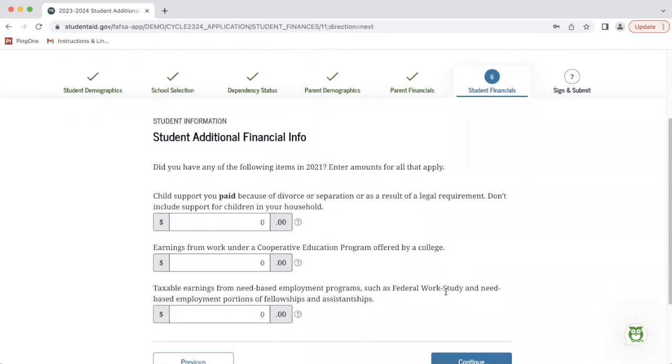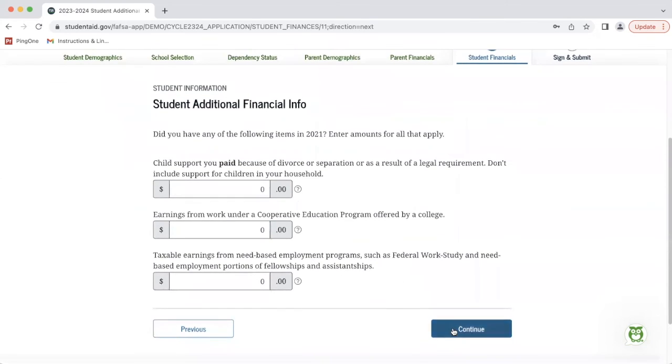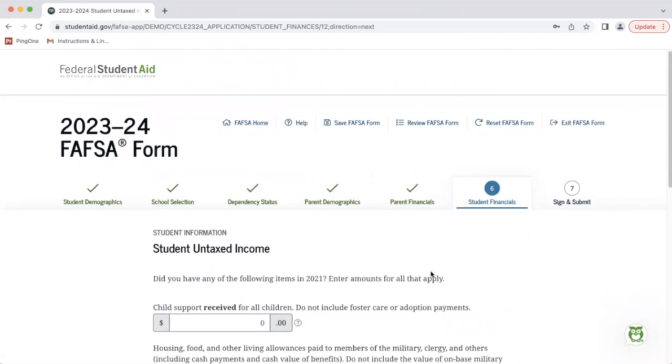Then it will ask about student additional financial information, such as child support that the student paid, earnings from work under a cooperative education program, and taxable earnings from need-based employment programs. So if none apply, you can put 0 for each of these. Now we've reached the student untaxed income section. And like the previous income and tax-related questions, it's referring to 2021.